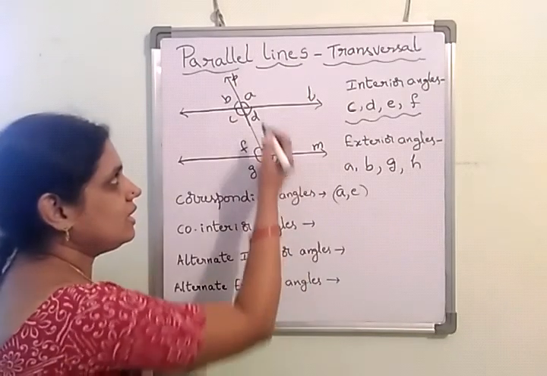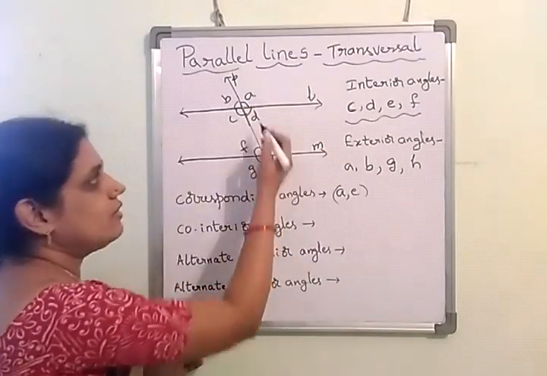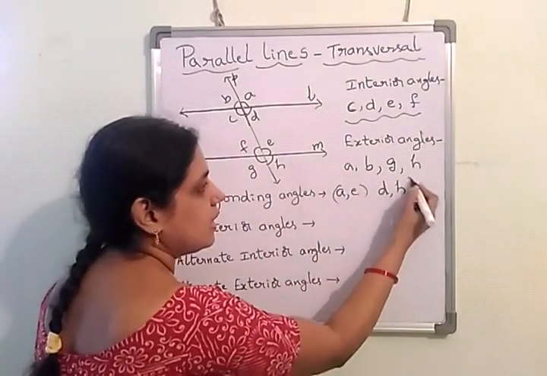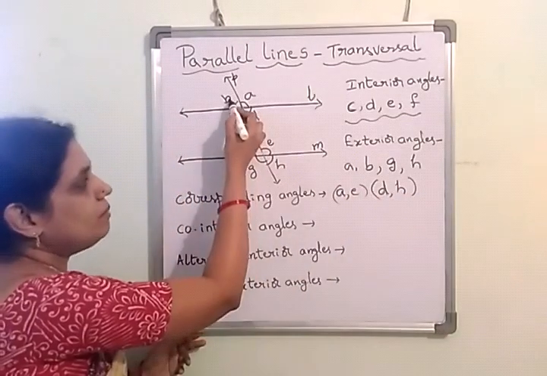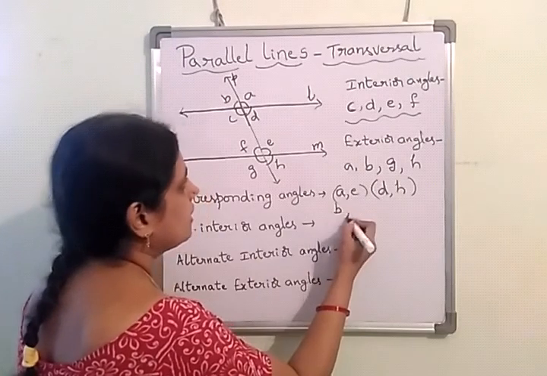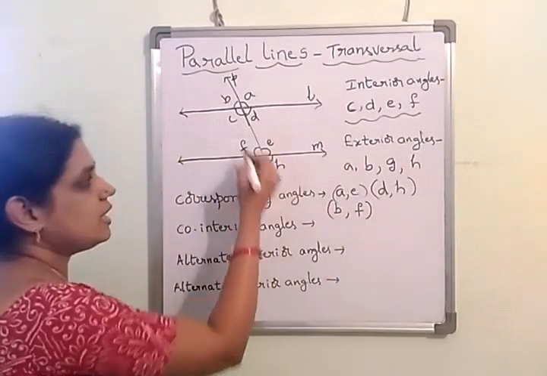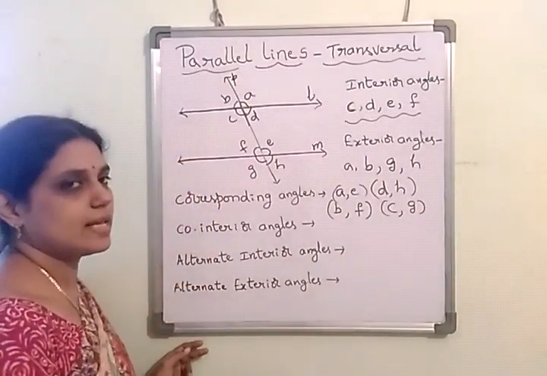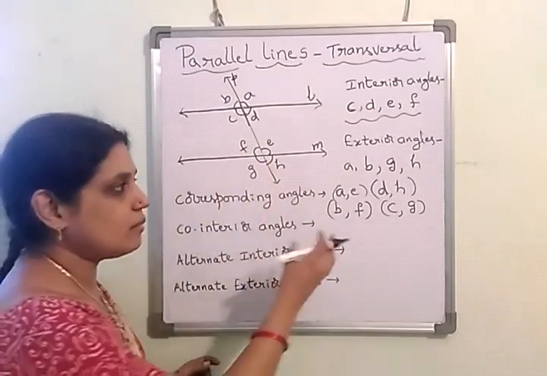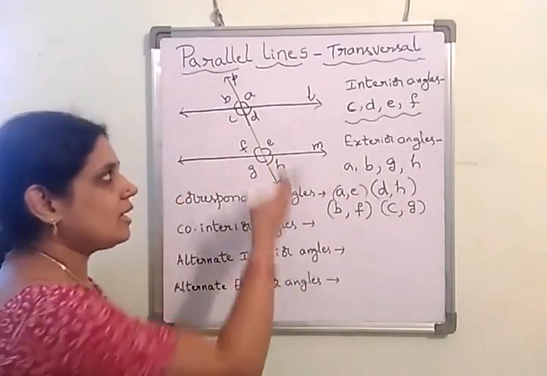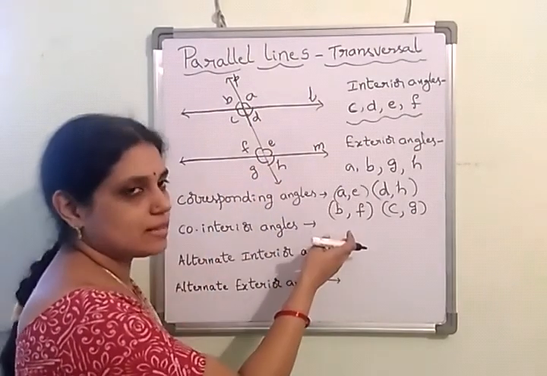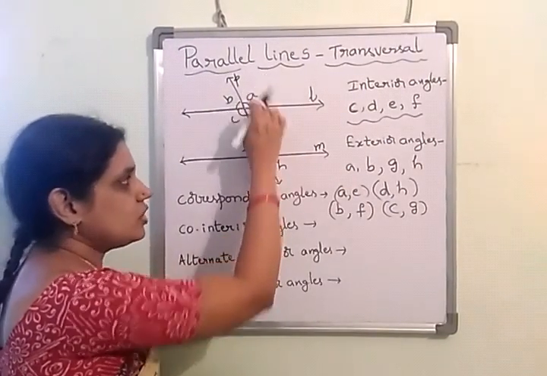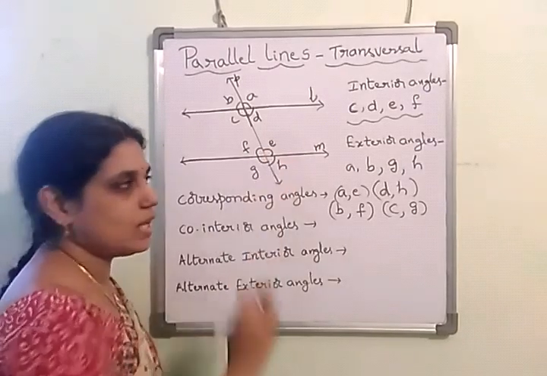So A and E is one pair, and next, for D what should it be? H. For D the corresponding angle is H. Next, for B the corresponding angle is F. Next, for C the corresponding angle is G. So these are four pairs of corresponding angles formed in this figure. But don't memorize A, E, D, H. Please don't. These are according to my names in this figure. They may give 1, 2, 3, 4 or any other letters. So you have to remember the positions. For this position, this is the corresponding angle. Like that only you have to remember.